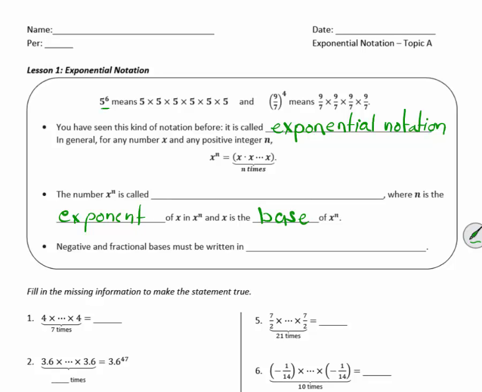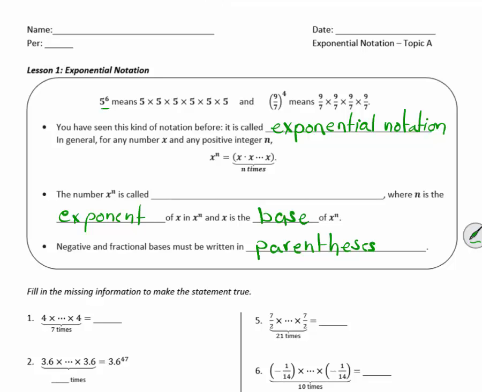Now, I'll be honest, I'm not really sure what's supposed to go up there. Negative and fractional bases must be written in parentheses. I said that wrong, sorry. There. Parentheses. All right, so let's talk about this.